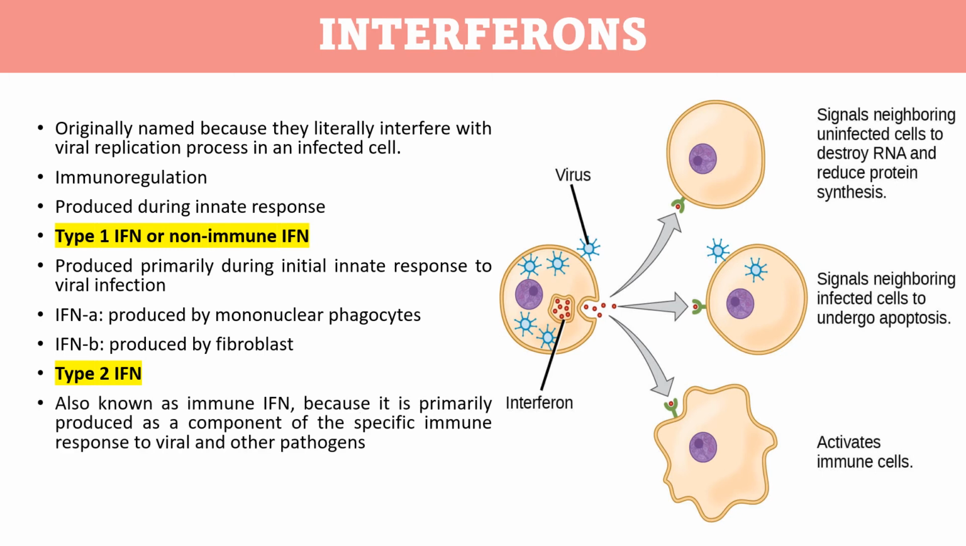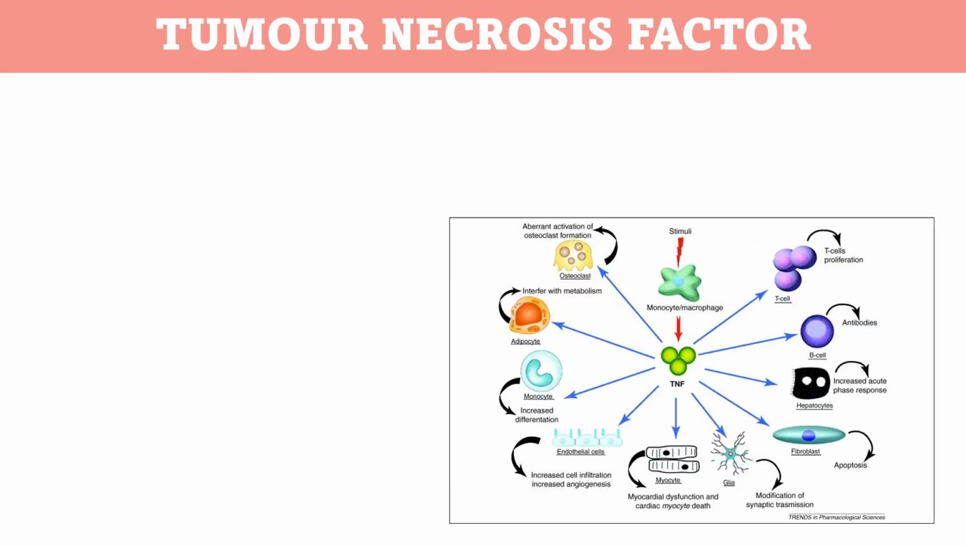Type 2 IFN, also known as immune IFN, is primarily produced as a component of the specific immune response to viral and other pathogens. Also known as gamma interferon, it is produced by T cells, TH1.